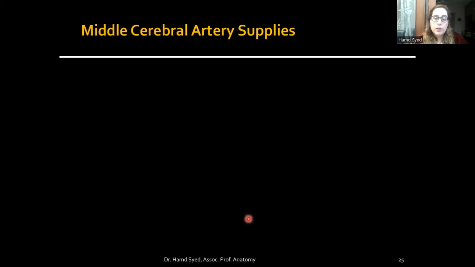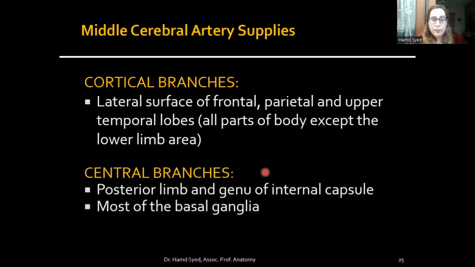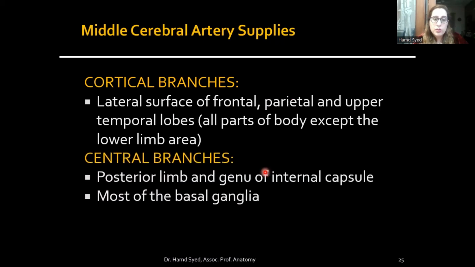Now, let's look at the area of supply of the middle cerebral artery. Its cortical branches, as I showed in the diagram, are supplying mainly the lateral surface of frontal, parietal, and also the upper temporal lobes. So this represents all the parts of the body except the lower limb area. Whereas the central branches are going to supply the remaining parts of internal capsule, that is the posterior limb and genu of internal capsule, and the larger parts of the basal ganglia. You know the basal ganglia are the corpus striatum and the lentiform nucleus.